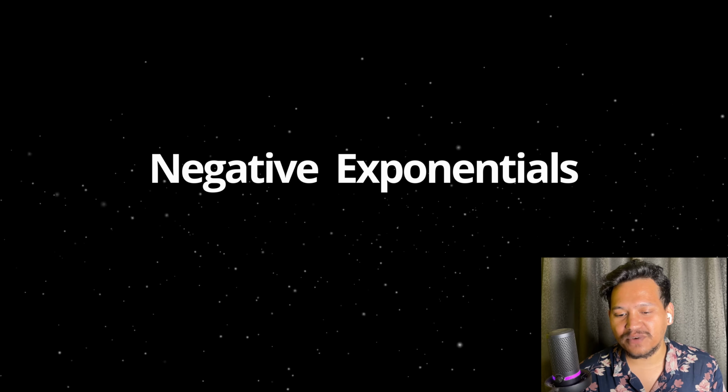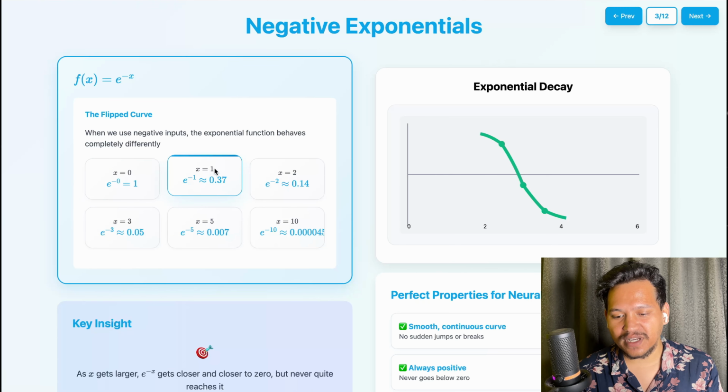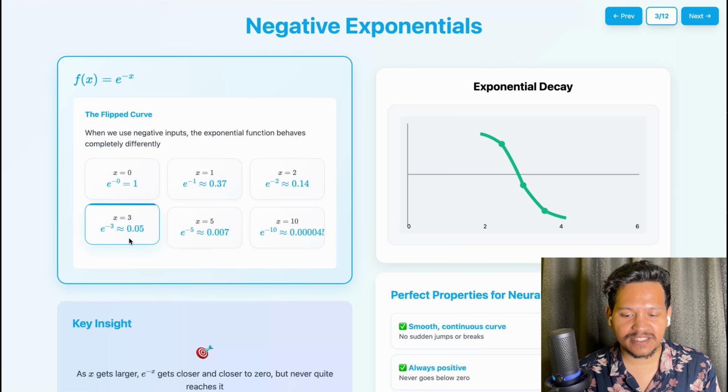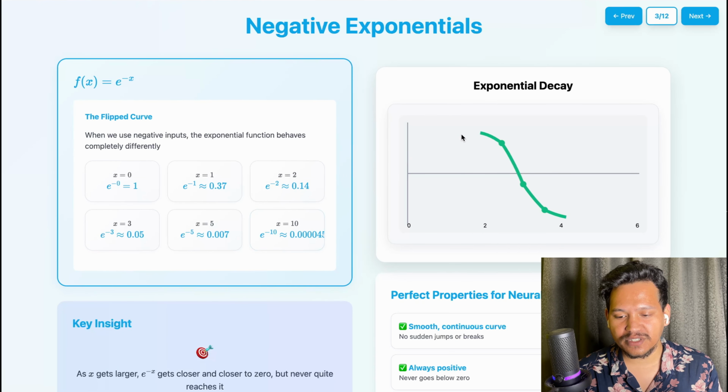Now let's look at what happens with negative inputs. f of x equals e to the power minus x. This creates a completely different behavior. When x is equal to 0, e to the power minus 0 will give you e to the power 0 equals 1. When x is equal to 1, e to the power of minus 1 will give you almost 0.37. And when x is equal to 2, e to the power minus 2 will give you almost 0.14. And when x is equal to 3, e to the power of minus 3 will give you almost 0.05. As x gets larger, e to the power of minus x gets closer and closer to 0, but never quite reaches it.